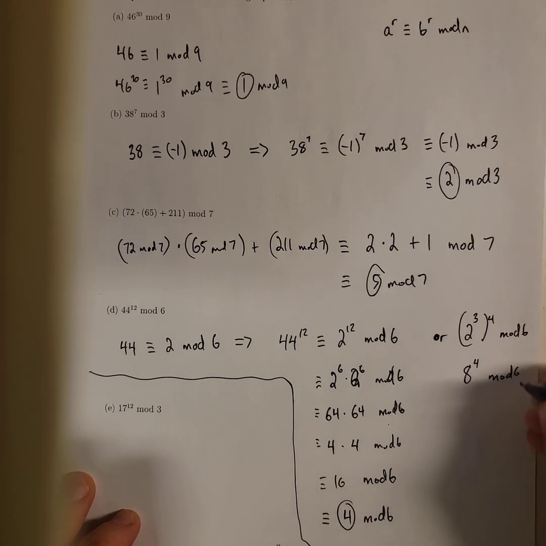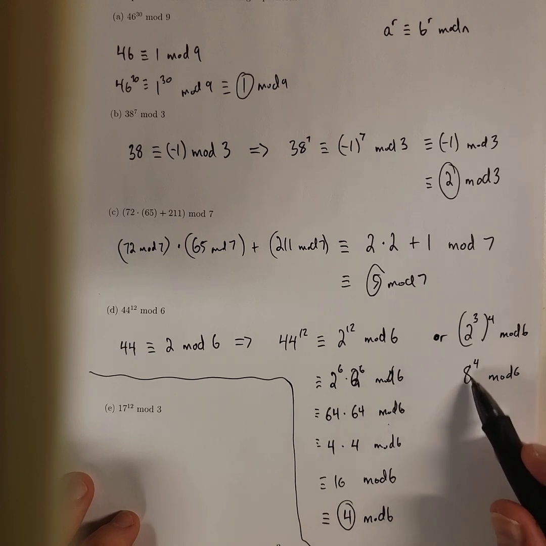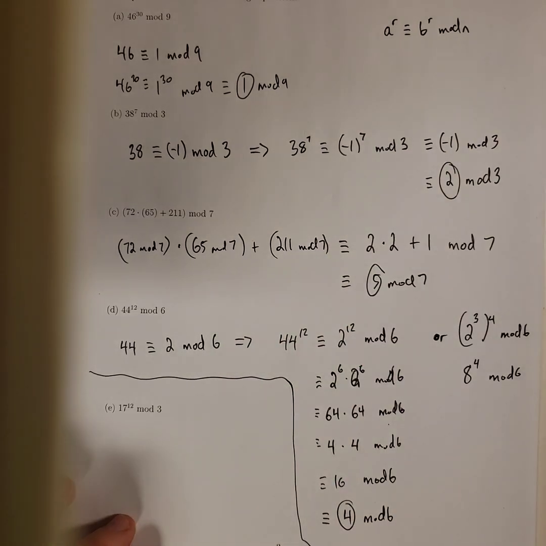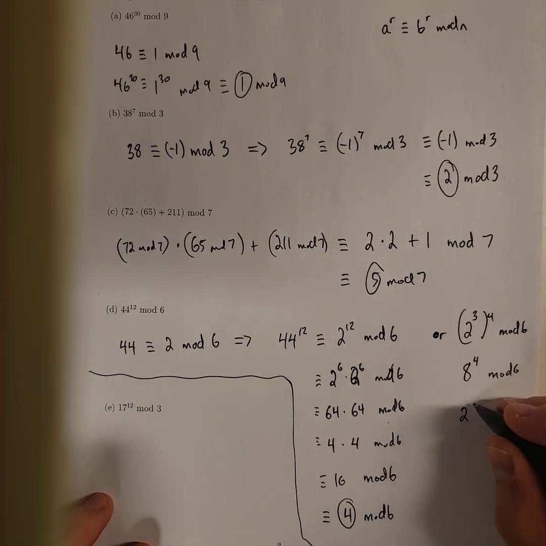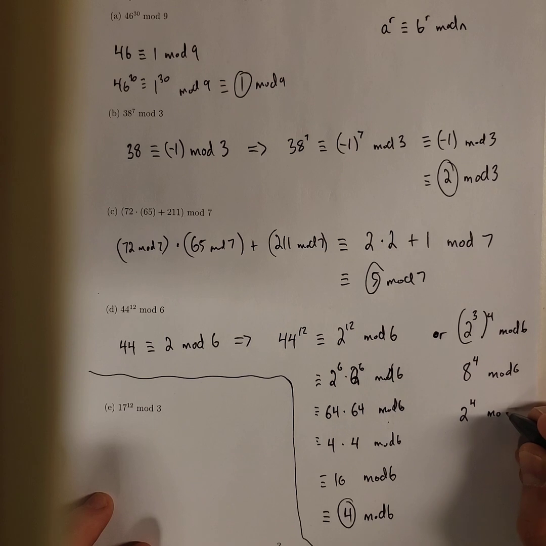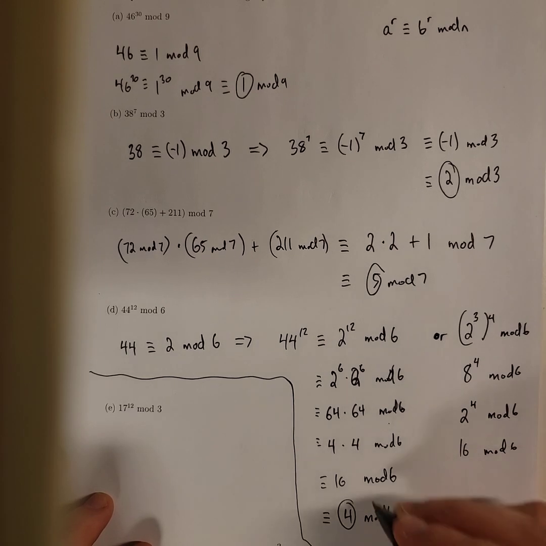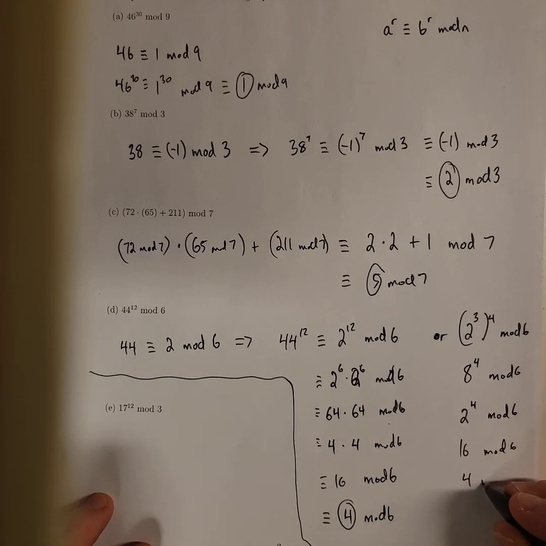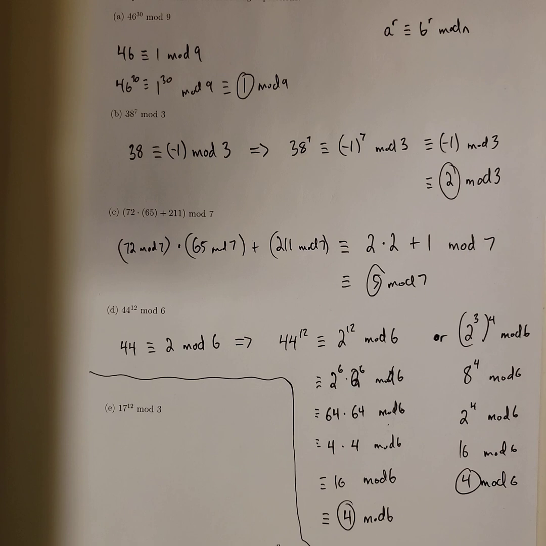And once again, I can reduce this mod 6, reduce the base mod 6. That's what we've been doing this whole time, just reducing the base by the modulus. So this is 2 to the fourth. So we get 16, which is the same as this step, so we get 4. So we actually get there in one less step doing it that way.